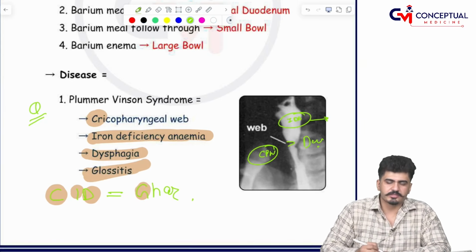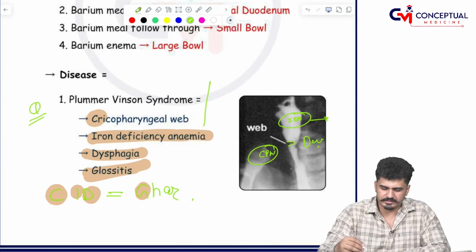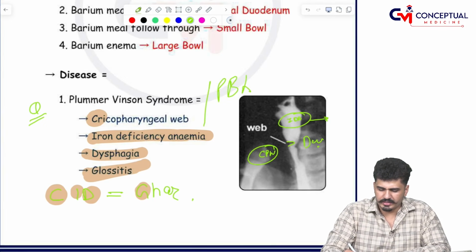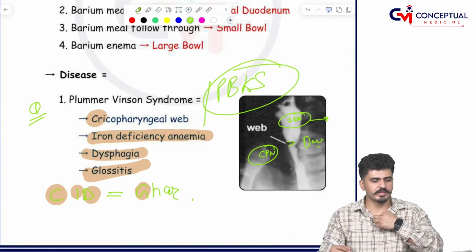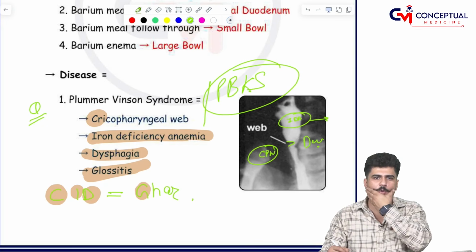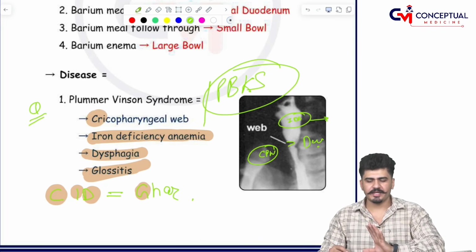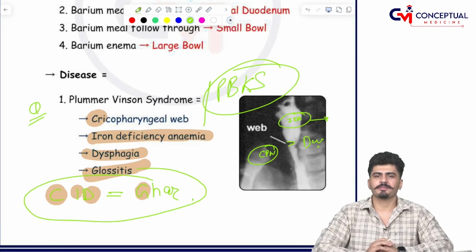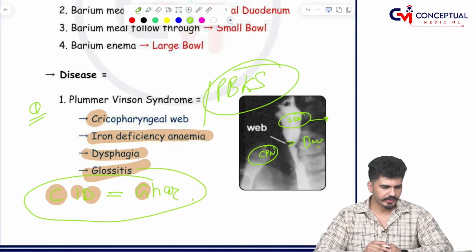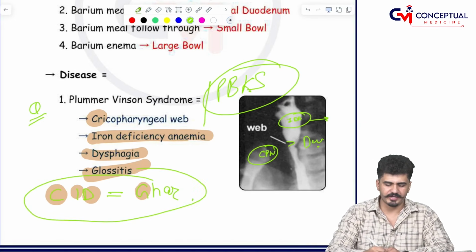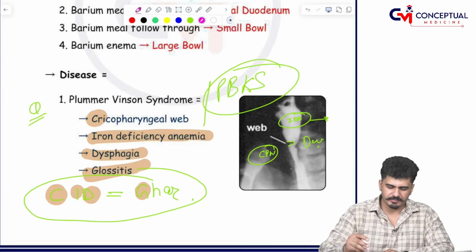So Plummer-Vinson syndrome, which is also called Patterson-Brown-Kelly syndrome. The mnemonic is CID and GHAR. So this is what you need to remember for your exam. This question has already been asked in your previous exams, my dear friends.